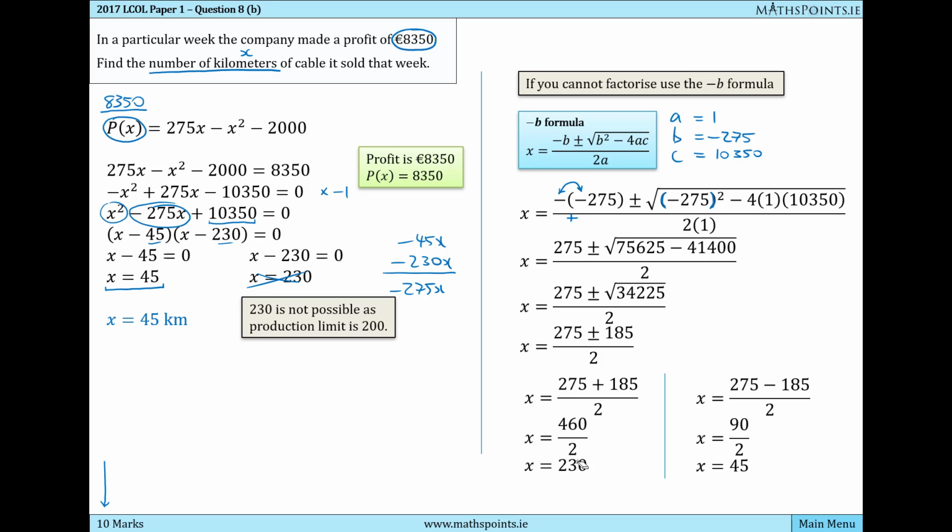As we said before, x equals 230 is not a valid answer because x has to be less than or equal to 200. This company can't make more than 200 kilometers of cable, so we accept the answer x equals 45. And I would imagine that when this question was asked, most people would have gone and done the minus b formula like this. Okay, as mentioned, 10 marks for this.